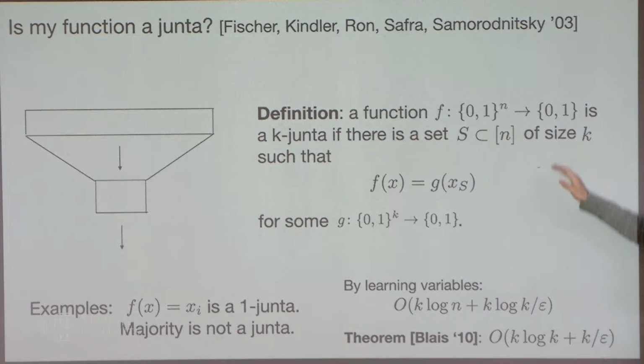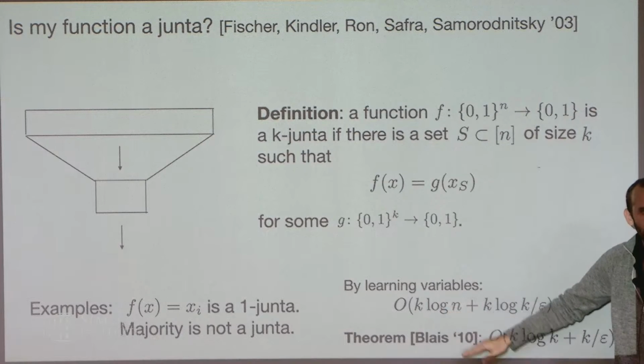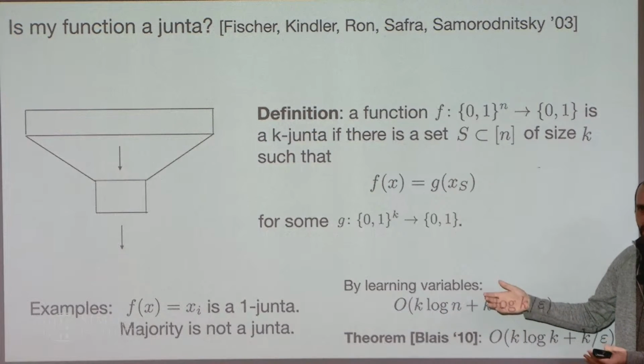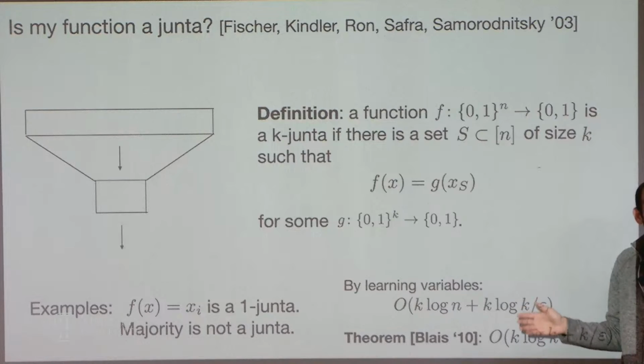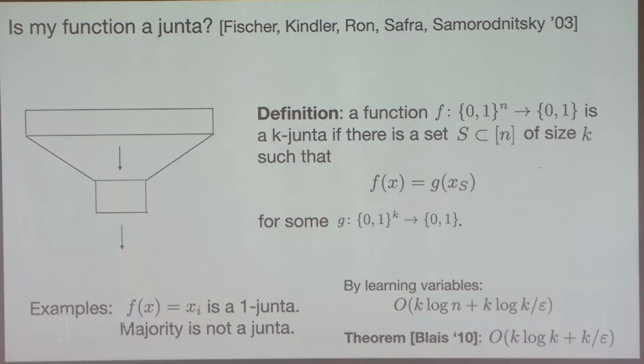And maybe the main message of this original paper, as well as further improvements, is that you can actually get rid of this log n factor and test whether you're a junta or not with complexity which is completely independent of the number of underlying bits. So this paper of Blais in 2010 pretty much nailed the question, getting k log k plus k over epsilon.